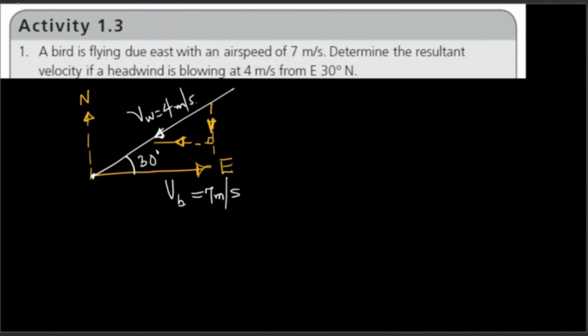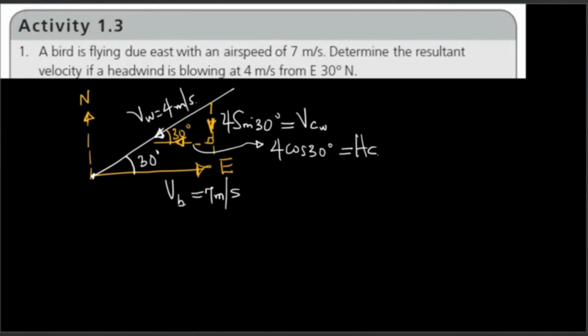So we now need to resolve this. The vertical component is going to be 4 sine 30 degrees. This is the vertical component of the wind. And then the horizontal component, which is this here, is going to be 4 cos 30 degrees, the horizontal component of the wind.